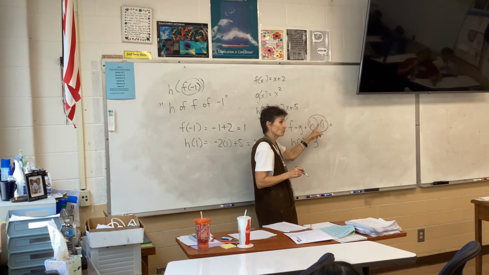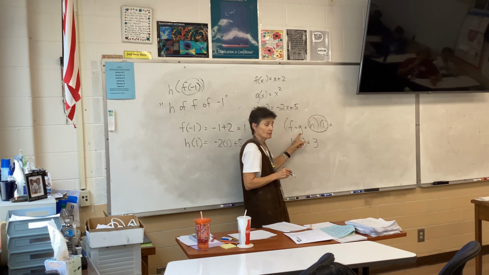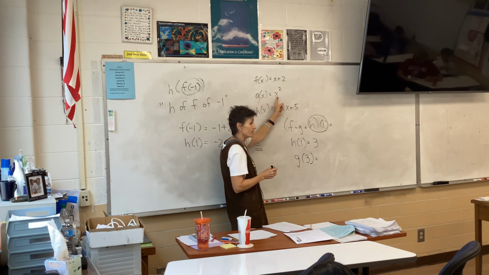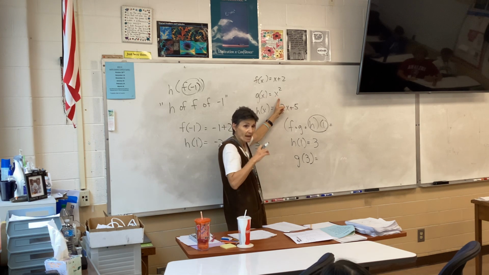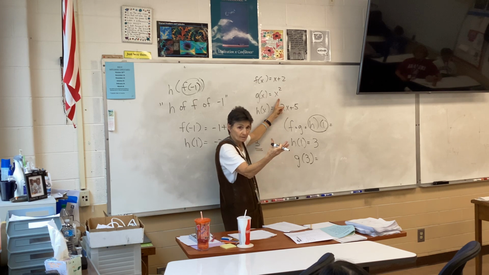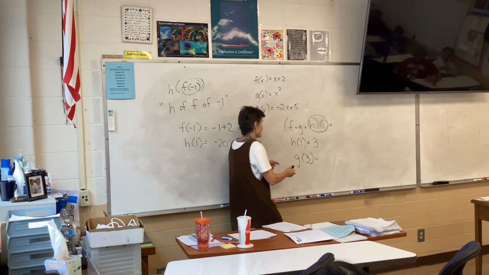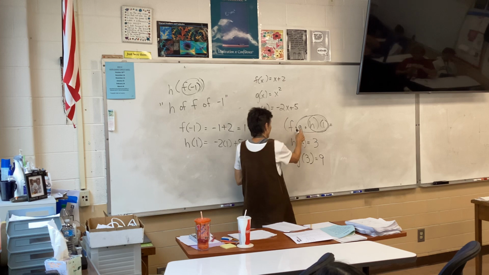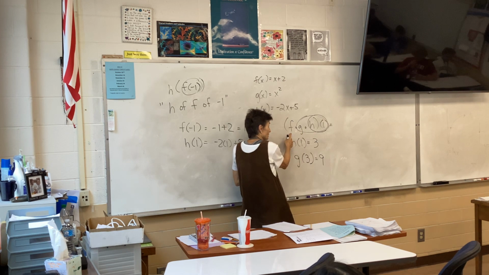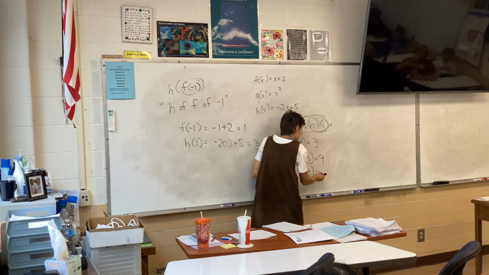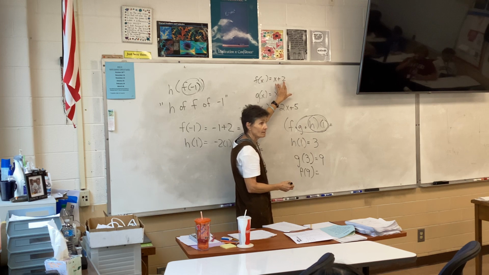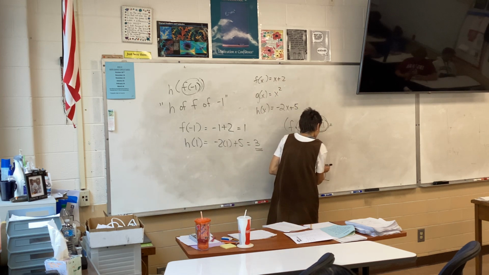So now what happens to the 3? It goes into g. So g of 3. What's g of 3? 9. 3 squared. Take out the x, put in a 3. So it's 9. Now I'm taking care of this part. What's next? Put 9 into the f function. So plugging in 9 would give me 11. And that is the answer to the problem.